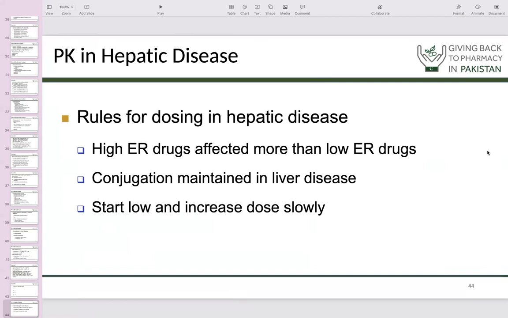There are very few medications which are hepatically adjusted. Many of the drugs which are hepatically cleared are also not adjusted. Especially the drugs which have a high extraction ratio are adjusted. So start slow and increase the dose slowly in hepatic cases.